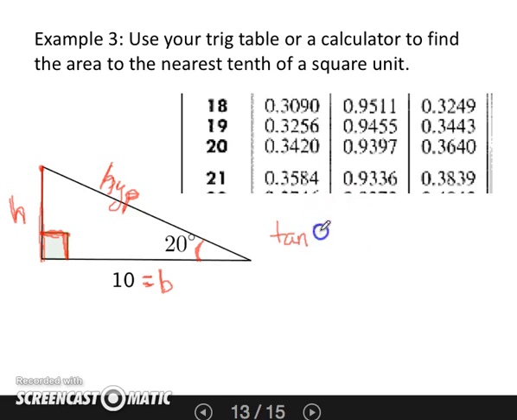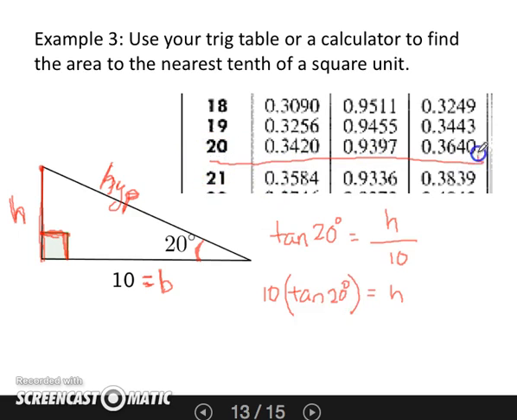So I have that the tangent of 20 degrees is opposite, which is h, over adjacent, which I know is 10. So I can solve for h. H is going to be 10 times the tangent of 20. I can look up the tangent of 20 here. I have 0.3640. So multiplying by 10, I just need to move the decimal over one place. So I have 3.640 is my height.